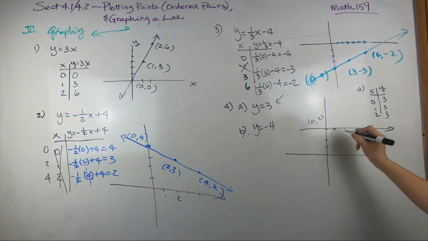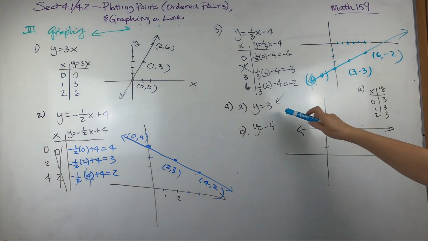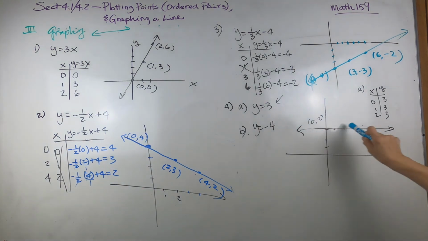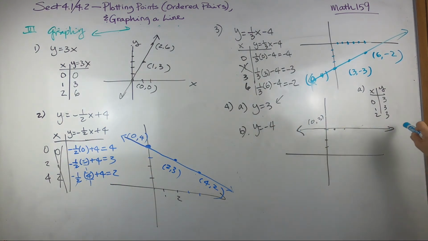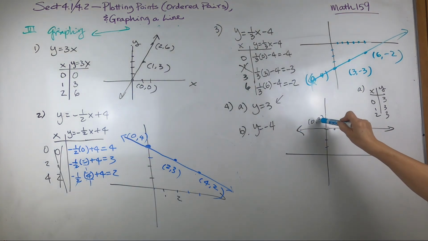So it will give you what? A horizontal line, right? Y is 3. See, all the y is 3. X can run freely left and right because x goes left and right. Y stays at 3.